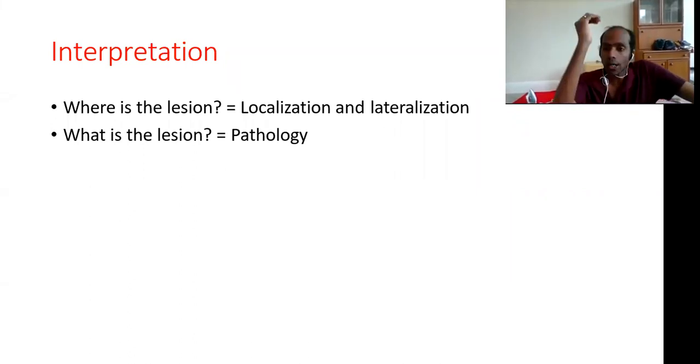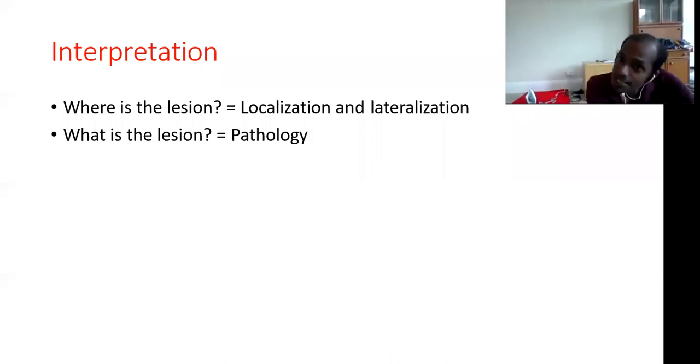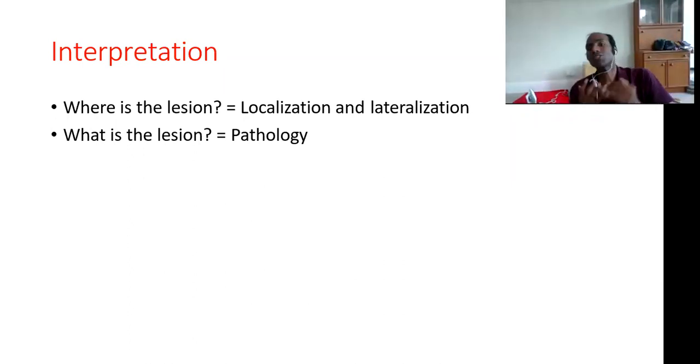In neurology, there are two questions. Professor Chang would have obviously taught you about this. You have to first discuss where the lesion is. Where the lesion is means localization. Localization is where in the nervous system is this lesion? Is it in the brainstem? Is it in the muscle or spinal cord or whatever? Lateralization means whether it's on the left side or the right side. So the question where is the lesion has two subcomponents that you need to answer.